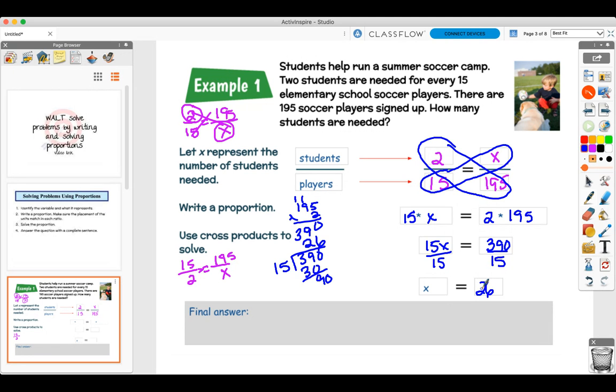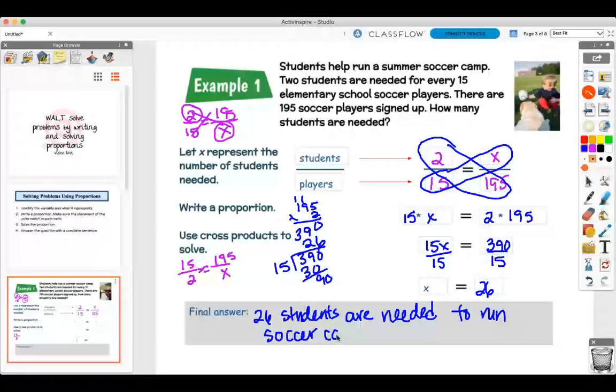So final answer is 26 students are needed to run soccer camp with 195 players. Okay?